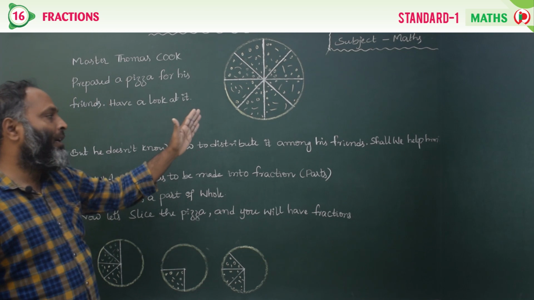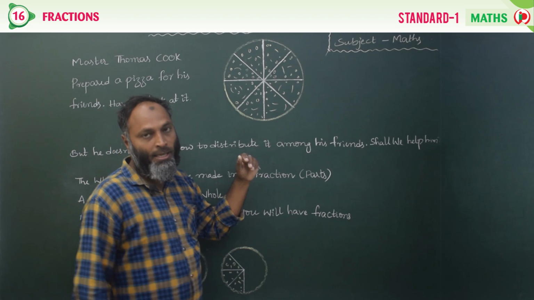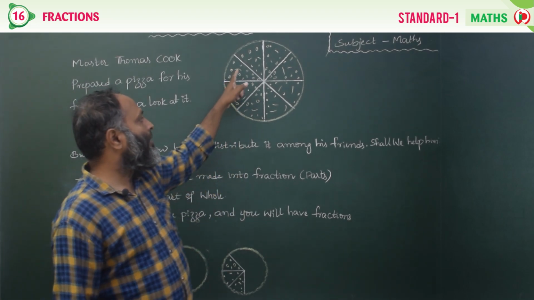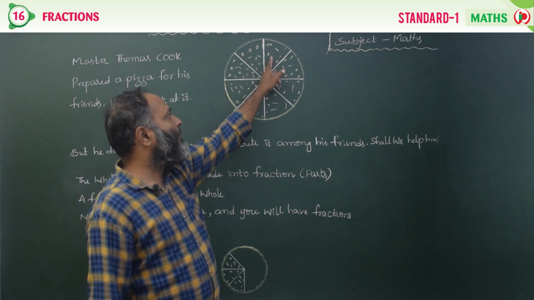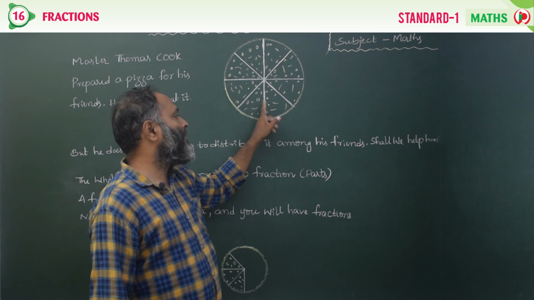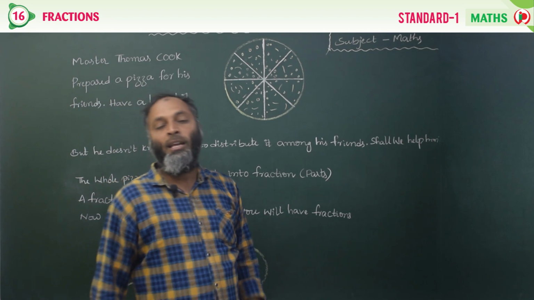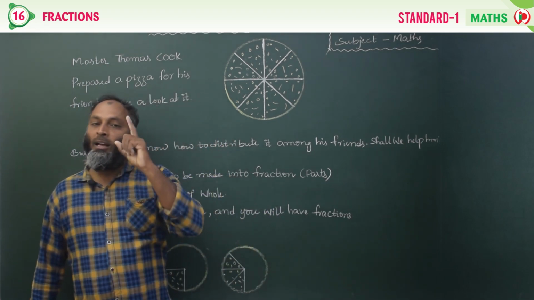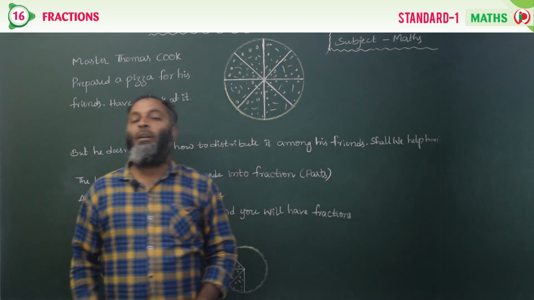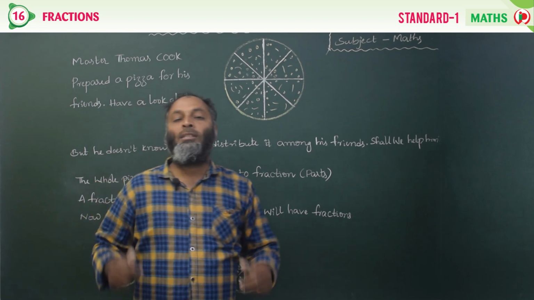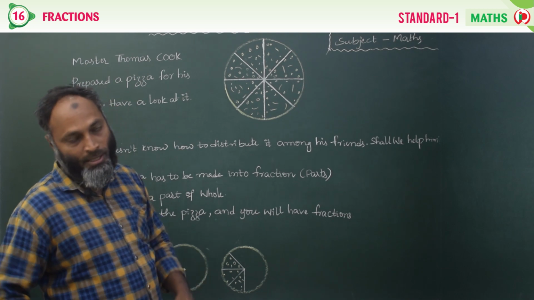Now what did he do here? He made some pieces. How many pieces did he make? First, count how many pieces there are in one pizza. 1, 2, 3, 4, 5, 6, 7, 8. Total 8 small pieces in one pizza. Why did he prepare a pizza? Because he wants to serve his friends.